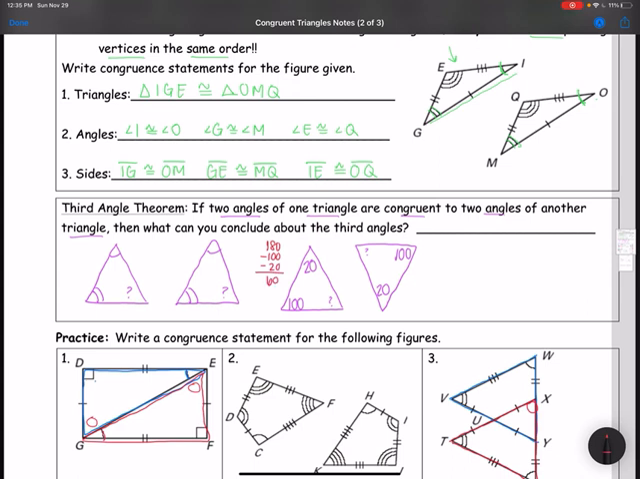So that means this third angle is 60 degrees. Well, if I use triangle sum in the second triangle, I'm going to still be subtracting 120, so I'm still going to be left with 60. So what can we say about the third angles? We can say that they are also congruent to each other. All right, so if 2 angles in one triangle are congruent to 2 angles in another, we can say that those third angles are also going to be the same.